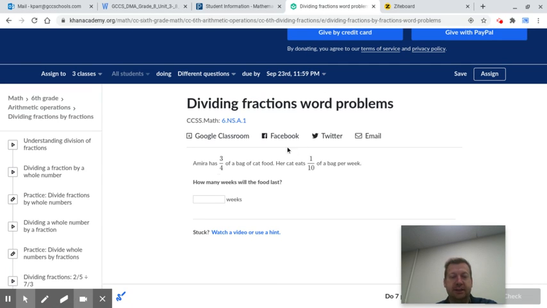There's 7 questions on this one, so you're going to have 11 questions today. It says Amira has 3/4 of a bag of cat food. Her cat eats 1/10 of a bag per week. How many weeks will the food last? Let's think about this in a simpler way. Let's say that you have 20 pounds and the cat eats 2 pounds per week. Then how would you figure that out? You'd take 20 divided by 2. So we're going to do the same thing here. We're going to do 3/4 divided by 1/10.